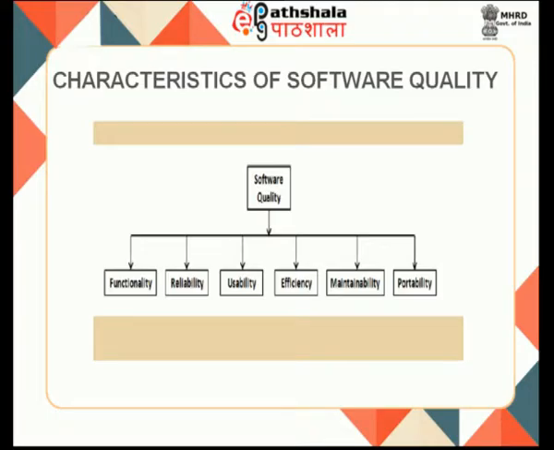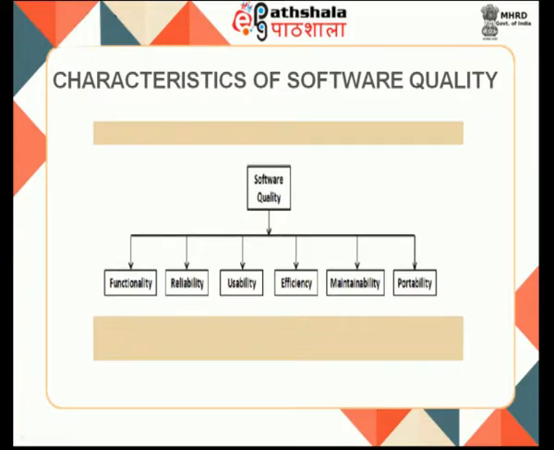Now we will look at the characteristics of the software quality that we have mentioned. If at all we need to bring about very good quality software, we need all these 6 characteristics to be maintained. The characteristics are functionality, reliability, usability, efficiency, maintainability and portability. Now let us try to define what these terms relating to quality would mean.